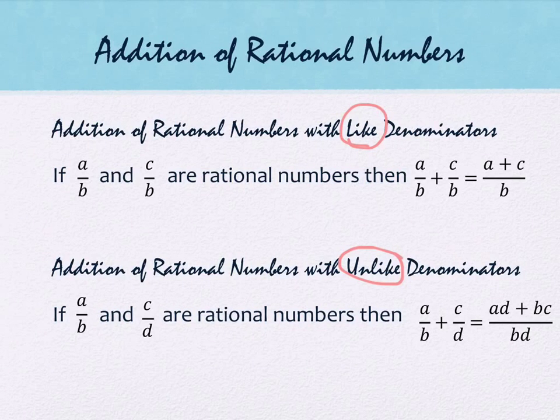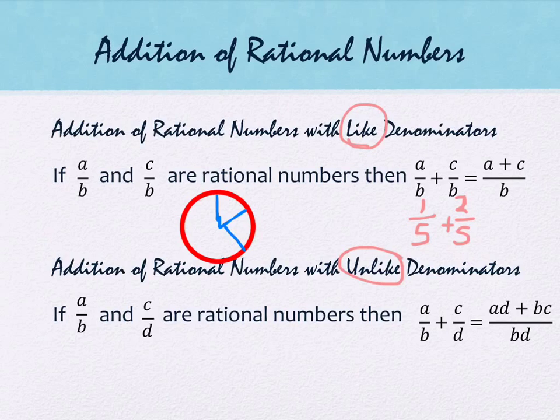So for instance, if I had 1 over 5 and 2 over 5 and wanted to add them together, a wonderful way to do that would be to draw a picture. I'm going to draw a circle and split it into 5 equal pieces. They aren't going to be equal, but for the sake of argument, pretend my picture looks halfway decent. And we would have 1/5, so this is 1/5.